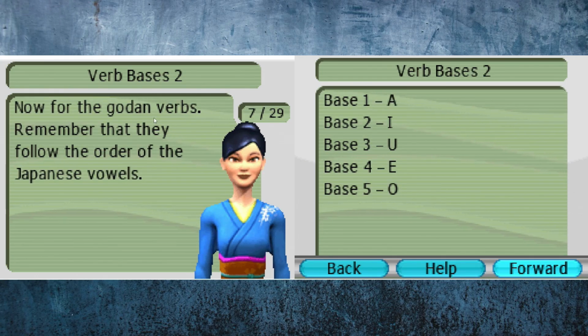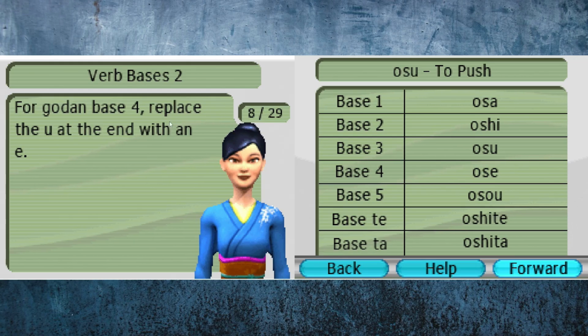And now for the godan verbs, remember that they follow the order of the Japanese vowels. So base 1 a, base 2 i, base 3 u, base 4 e, and base 5 o. For godan base 4, replace the u at the end with an e. So godan verbs are u verbs. So you change the u at the end of every verb.